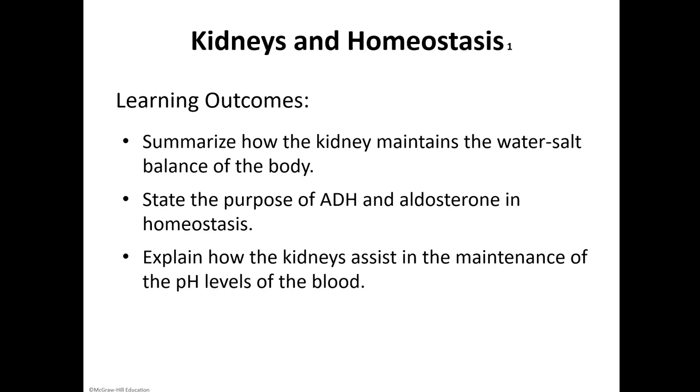The next module is on the kidneys and homeostasis. Learning outcomes are: summarize how the kidney maintains the water-salt balance of the body, state the purpose of ADH and aldosterone in homeostasis, and explain how the kidneys assist in the maintenance of the pH levels of the blood.